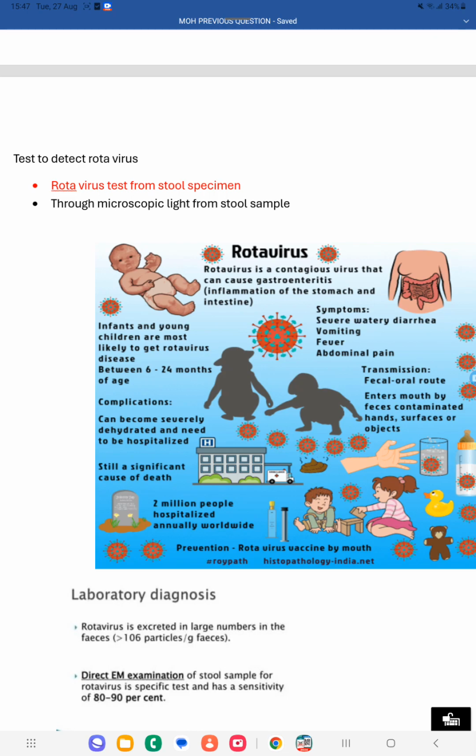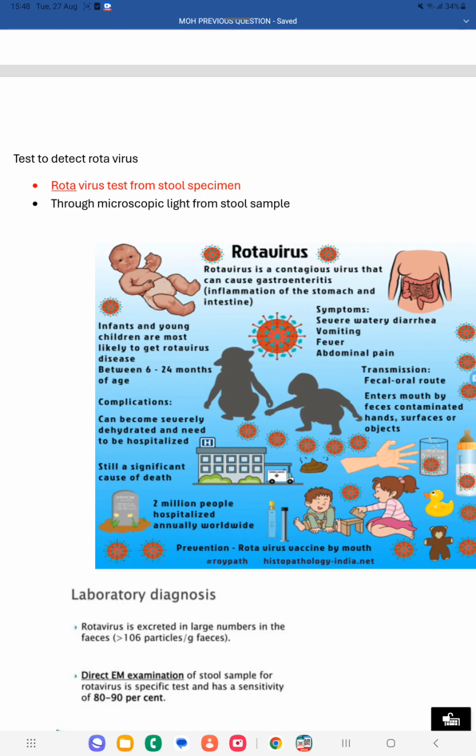Next one was the test to detect rotavirus. Rotavirus is a contagious virus that usually causes gastroenteritis, which means inflammation of the stomach and intestine. Usually it affects children, especially infants and young children. These are the two categories where you can see rotavirus infection. You will get severe watery diarrhea, vomiting, fever, and abdominal pain. These are the symptoms of rotavirus.